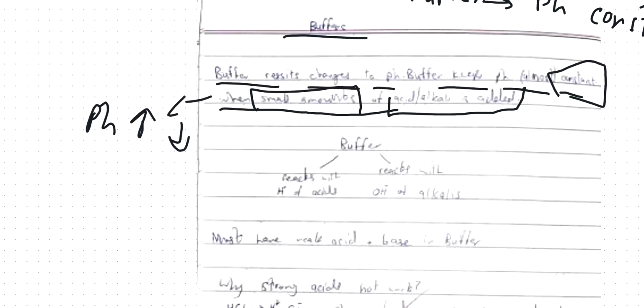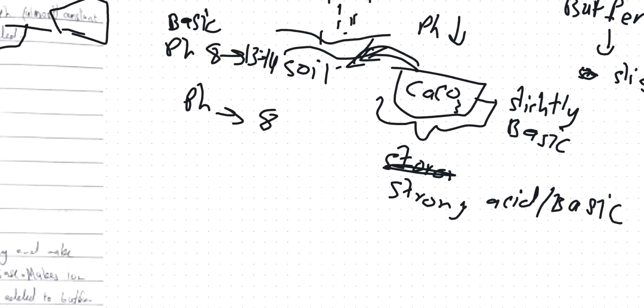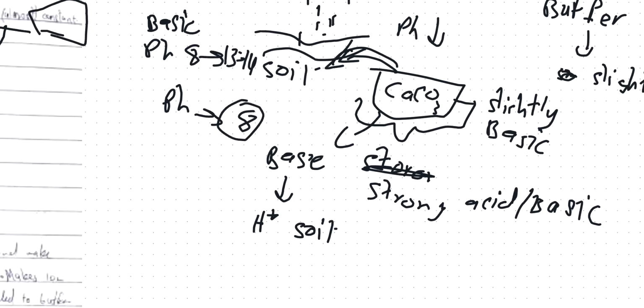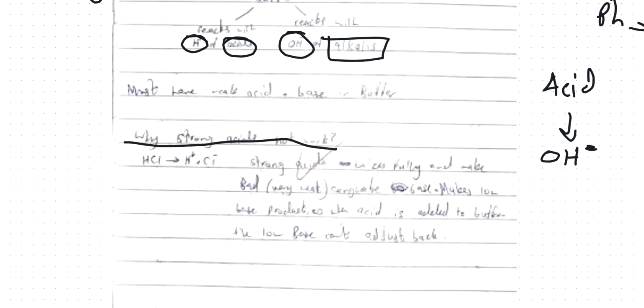So buffers react with the H plus ions for acids, and they react with the OH minus ions for bases. For example, calcium carbonate is a base, and so it would react with the H plus ions in the soil to neutralize them, so that the pH would become 8. So if a buffer is a base, it would react with the H plus ions. If a buffer is an acid, it would react with the OH minus ions. And so why do strong acids not work? I explained this as well.